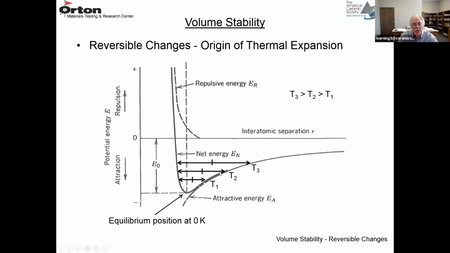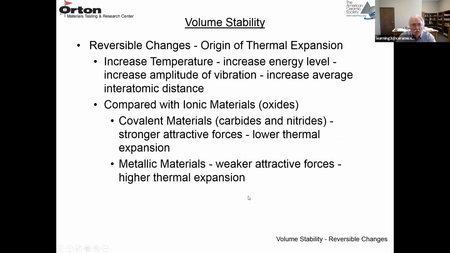If this potential energy well was completely symmetric, these points would not move and there's no thermal expansion. But materials like that don't exist. They all have this asymmetric potential energy well. So that's the source or origin of thermal expansion. You basically increase the temperature, you increase the energy level, you increase the amplitude of vibration, and that increases the average interatomic separation distance.